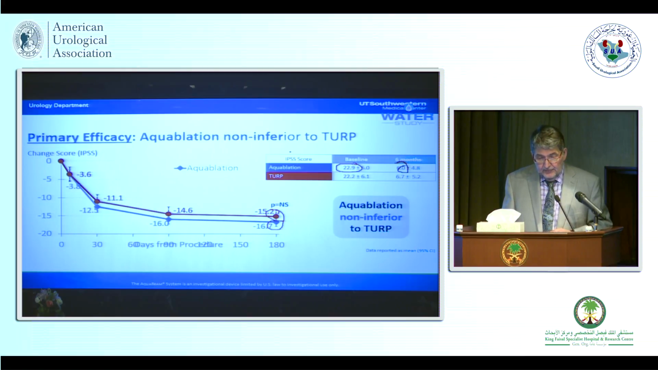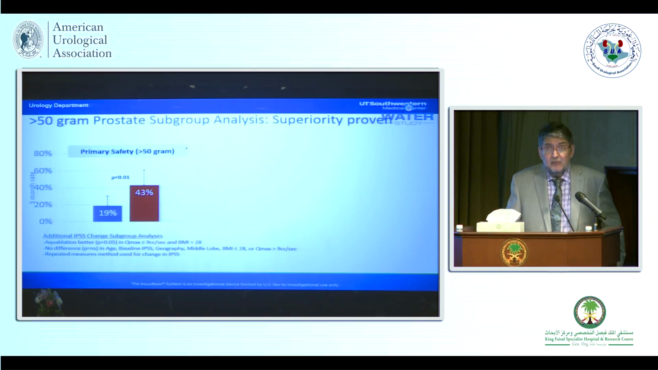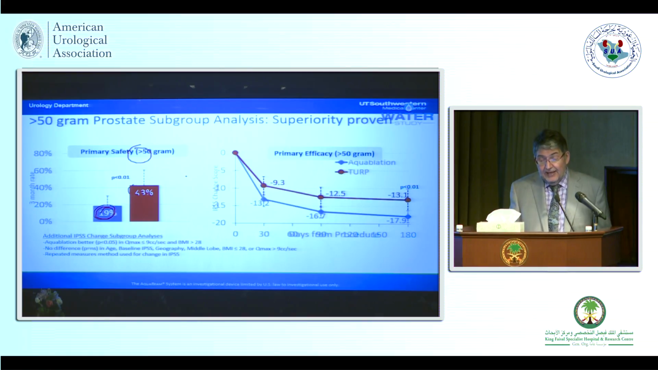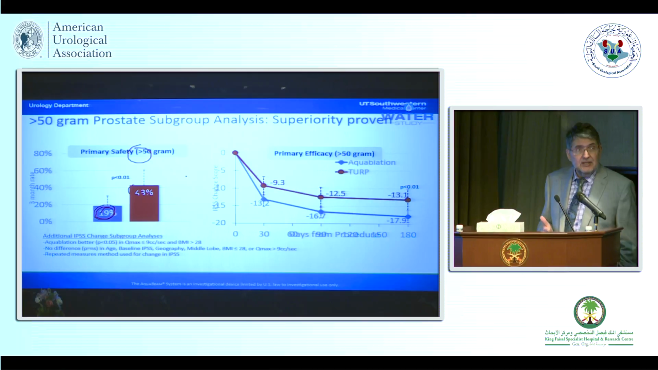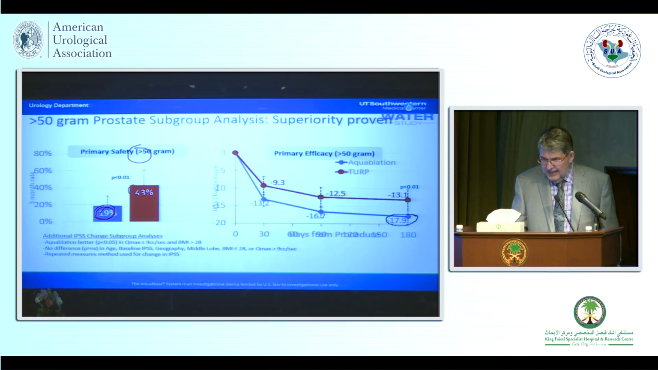Similarly, flow rate improvement was a little better numerically, and when you look at prostates 50 grams or larger as a subgroup, actually the safety profile looked even better in favor of aquablation. Fewer adverse events in the larger prostates compared to the TURP. And in these larger prostates, over 50 grams, the IPSS score improvement was greater in the aquablation group and less in the TURP.